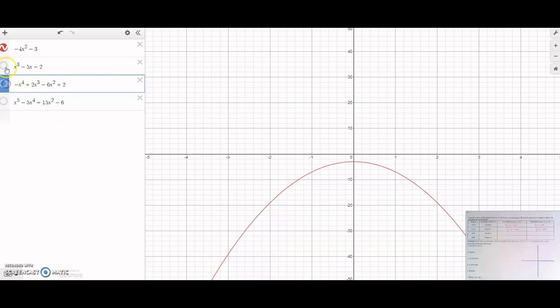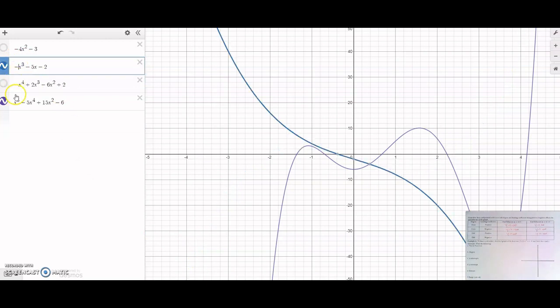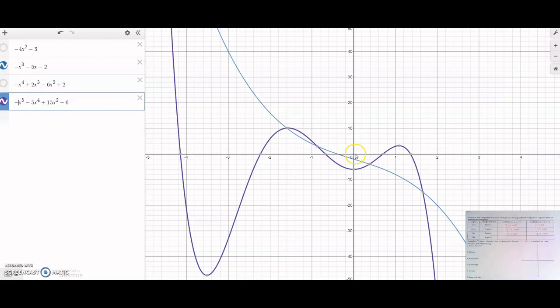Looking at our polynomials of odd degree, so this is our cubic and quintic, with a positive leading coefficient, as x approaches infinity, y approaches positive infinity. And as x approaches negative infinity, y approaches negative infinity. But as we make the leading coefficient negative, so the number out in front, we see that as x approaches infinity, y approaches negative infinity. And as x approaches negative infinity, y approaches positive infinity.